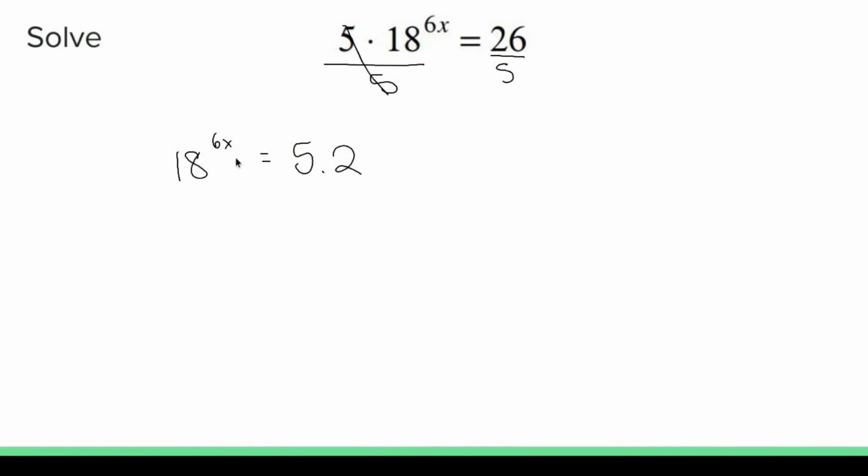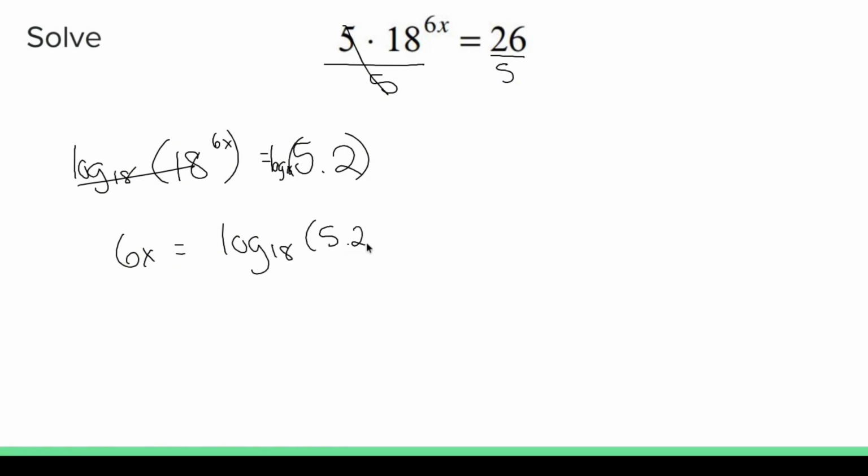This is in exponential form. I need to get rid of that exponent. So here's an option. What if I log base 18 both sides? Log base 18 both sides, like that. Okay. What that does is that crosses out and leaves me with 6x equals log base 18 of 5.2.